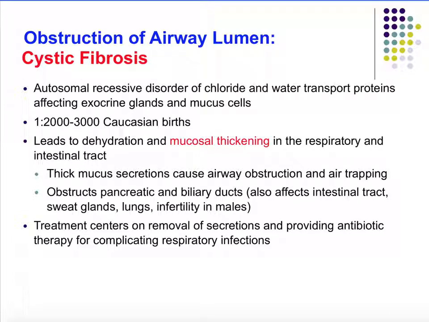Now, mucus is found in different parts of the body. So you don't only see issues in the respiratory system, you'll also see issues, for example, in the intestinal tract. It affects about 1 in 2,000 to 3,000 Caucasian births. Now, the thick mucus will obstruct your airways, causing air to trap in the lungs, but it will also obstruct, for example, your pancreatic duct, your biliary duct, and so it can affect your GI tract as well. It can even lead to infertility in males. It can affect the sweat gland. So really anywhere where we have secretions and mucus and fluids being released.